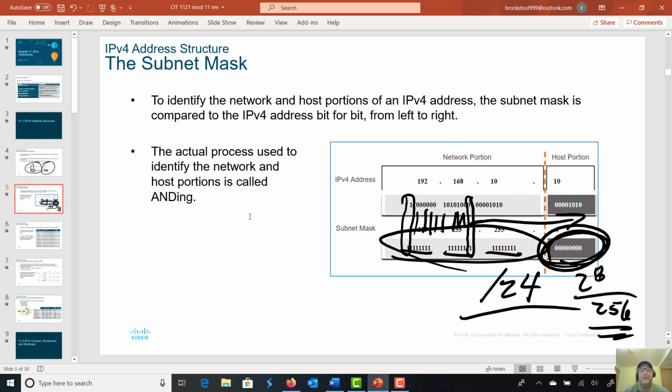So 1 byte of information, as you know, can be a decimal value between 0 and 255. Each one of those represents a unique binary combination of zeros and ones, and that's 256 total combinations, and that's what you get with a /24. All right. Let's move on to the next slide.